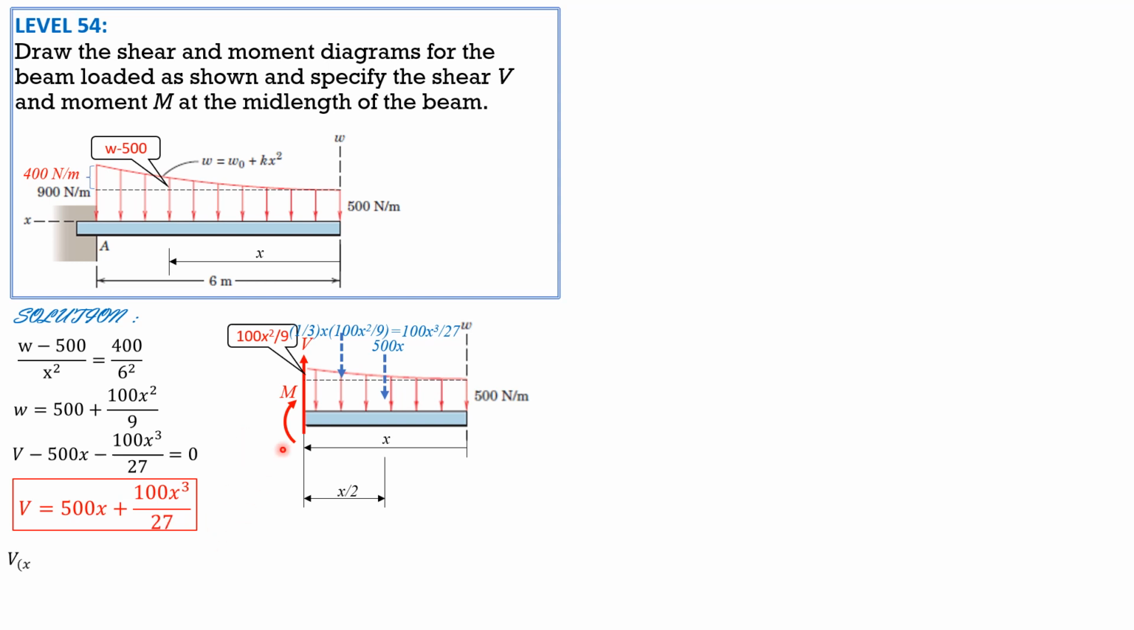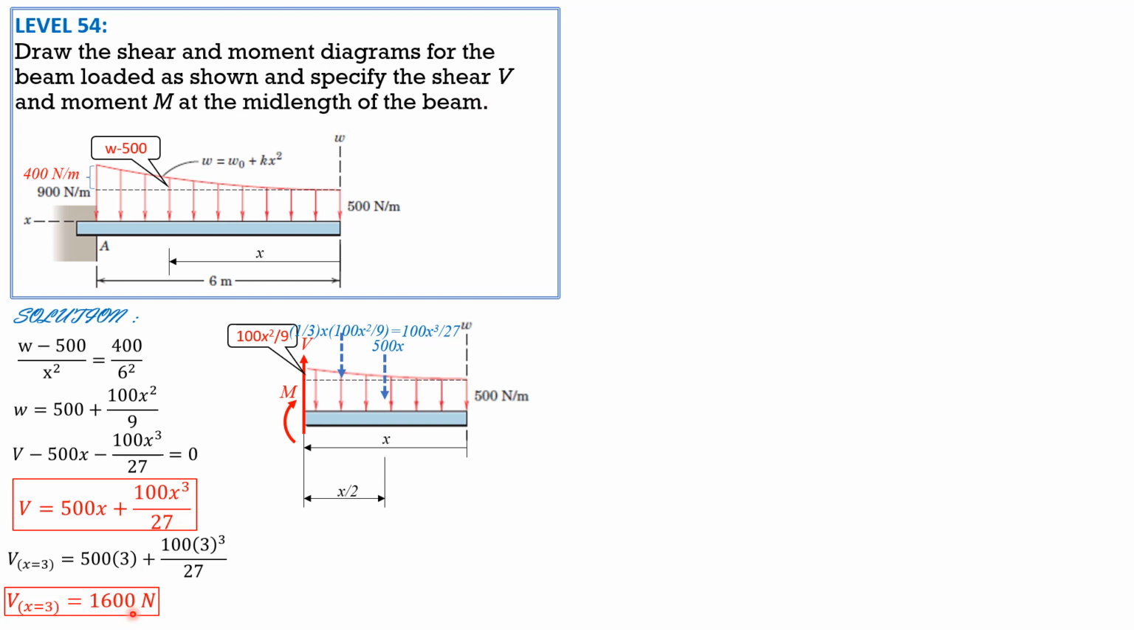Likewise for the moment, so at x equals 3, we substitute x is 3 here. The value of the shear at mid-length of the beam is equal to 1,600 newtons. So that's the answer to this question. Specify the shear and moment at the mid-length of the beam.